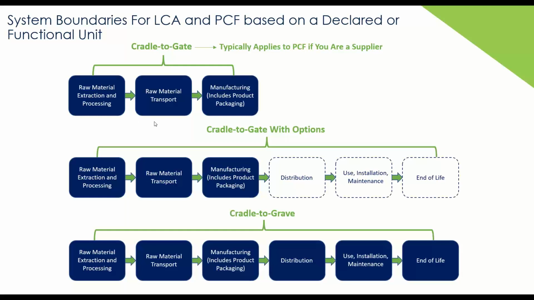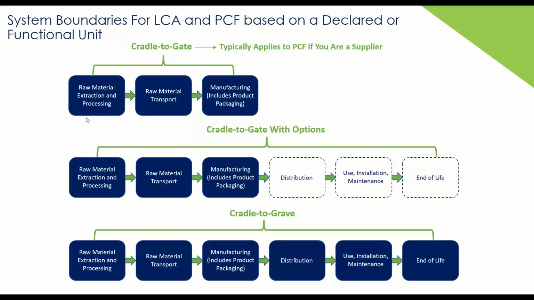The other thing that's going to dictate what the boundaries will be is going to be your customer. It's going to be what we call a product category rule, which I'll talk about in a minute. Or it could be what your goal of the study is. If you're using this to do a life cycle assessment to understand your internal impacts, and you're not going to disclose it externally, you may only do cradle to gate. But if you want to go full LCA, you may go cradle to grave and look at the entire life cycle. That would include distribution, use, installation, maintenance, end of life.